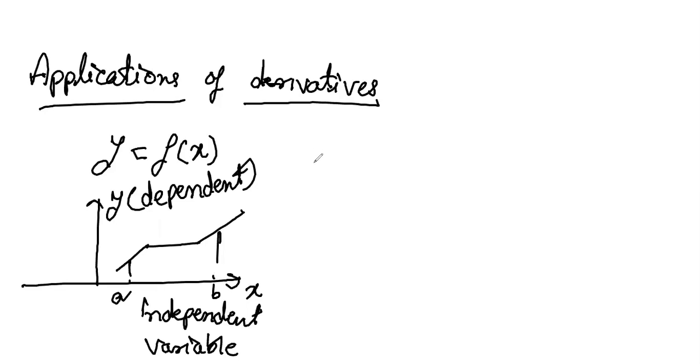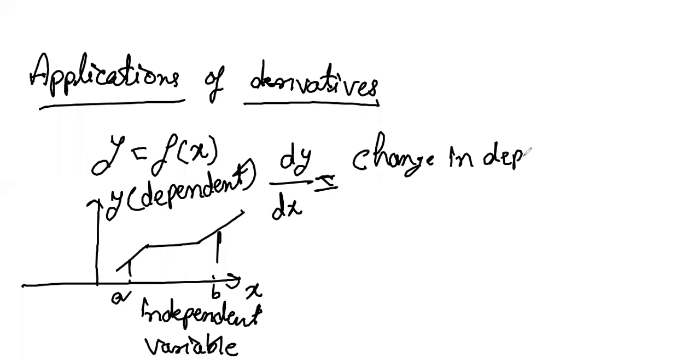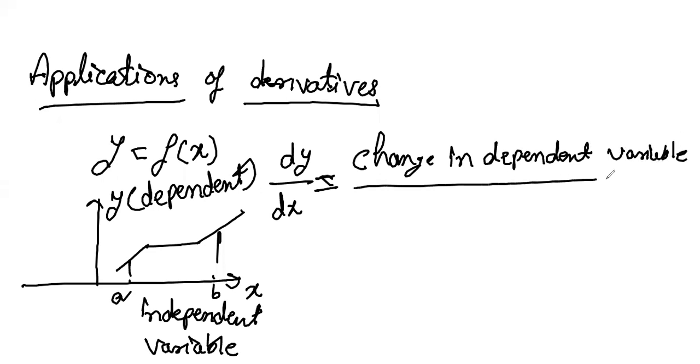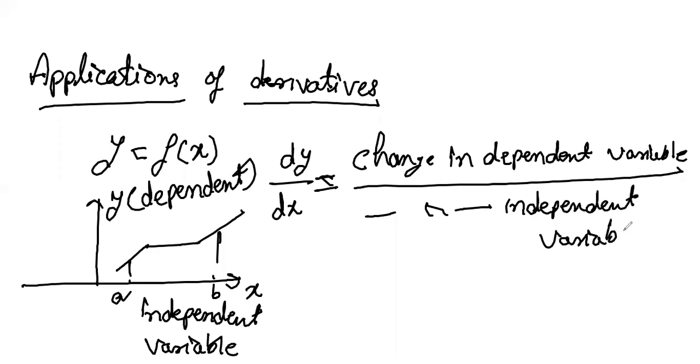Okay, and this point is A, and this point is B. So we have seen derivatives. What have we seen in derivative? dy upon dx means change in dependent variable with respect to change in independent variable.